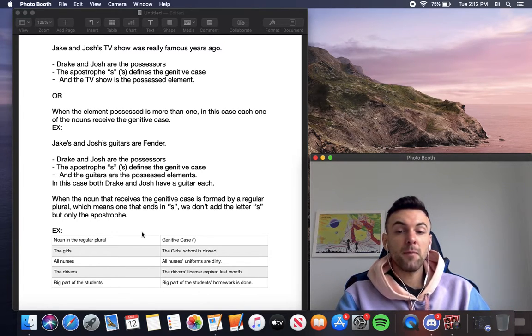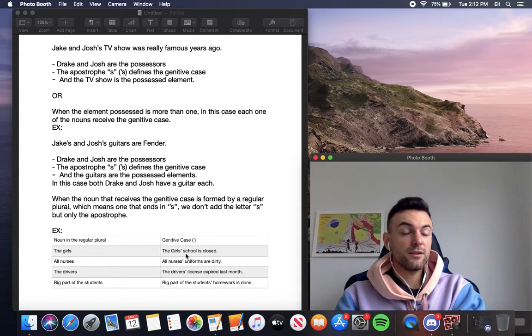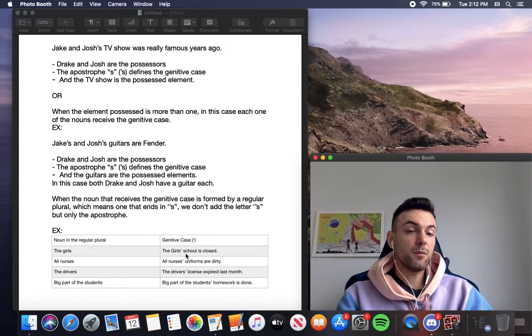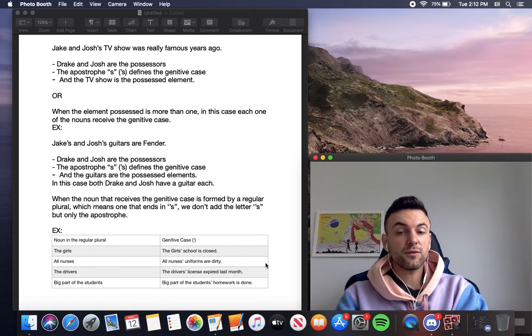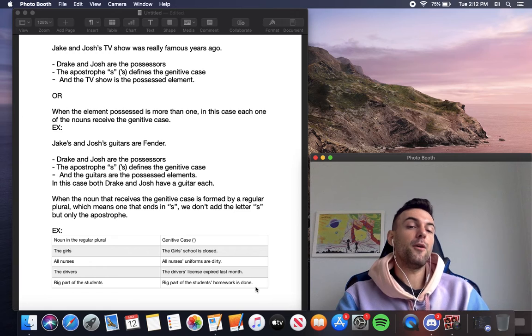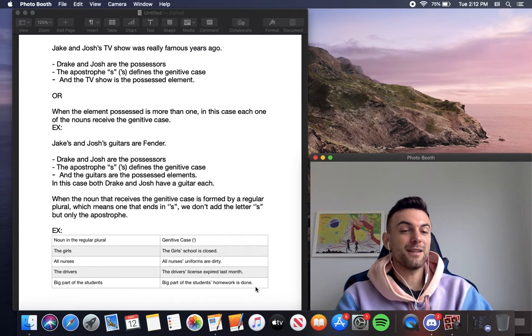That's the correct form. The girls' school is closed. You see that I don't double the s. The nurses' uniforms are dirty. The drivers' licenses expired last month. And a big part of the students' homework is done. That's what I hope. That's what I expect from you guys.